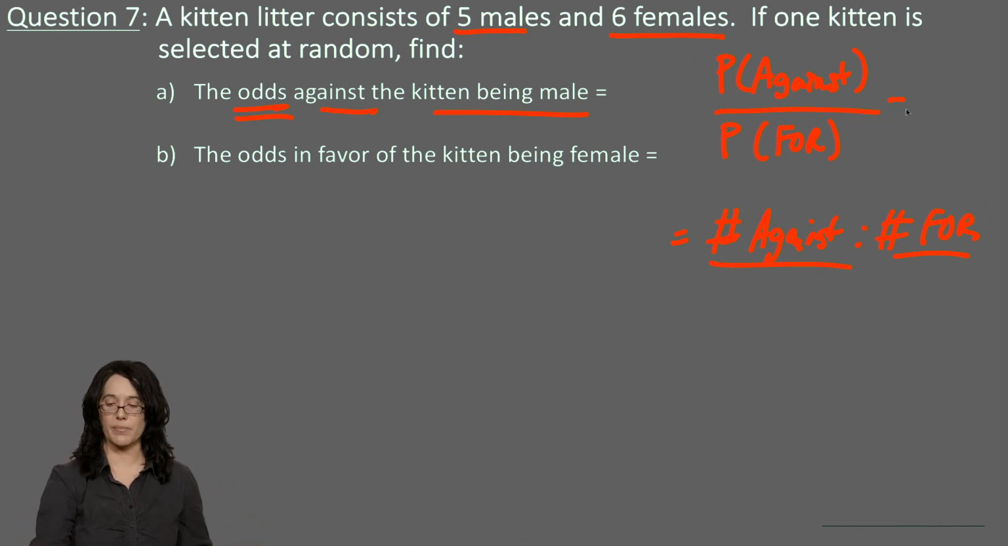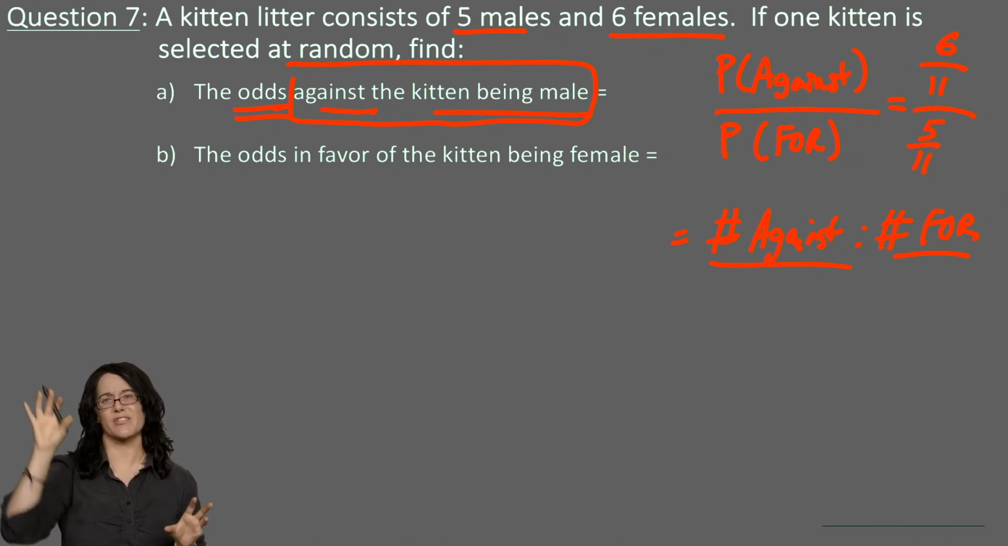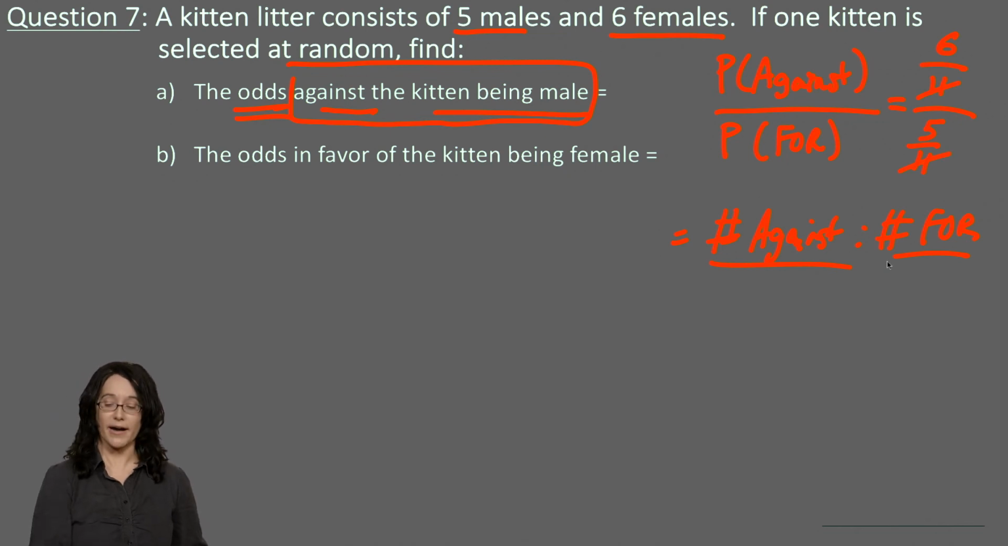So if I was doing the probability against getting a male, how many ways can you not get a male? In this case, it would be getting a female, 6 out of 11. And then for the probability of getting a male, I would be saying, how many ways can I get a male? That would be 5 out of 11. And then that complex fraction, remember what happens when the denominators are the same? That's right, they cancel out. You just are left with 6 to 5, okay?